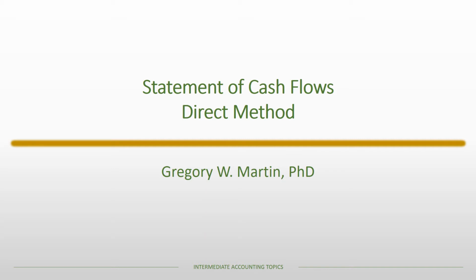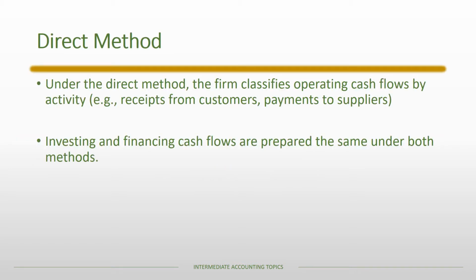Okay, well, hopefully you've had a chance to go through the statement of cash flows using the indirect method, and now we're going to walk through the statement of cash flows using the direct method. The difference here is under the direct method, the firm is going to classify operating cash flows by different activities like receipts from customers or payments to suppliers, whereas with the indirect method, everything was kind of aggregated together. The nice thing is the investing and financing sections of the statement of cash flows are exactly the same, whether you're using the indirect or the direct method.